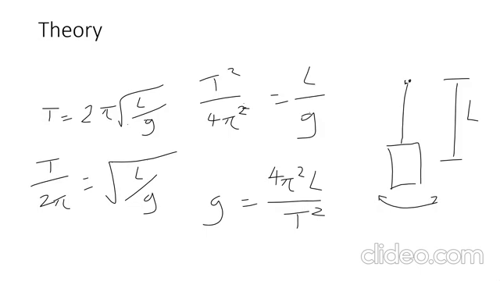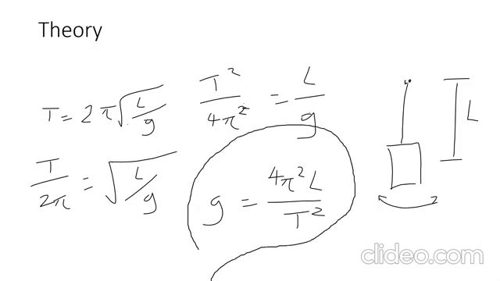Now, as previously derived, gravity is equal to 4 pi squared times length divided by the period squared. The length will be the distance between the center of mass of the pendulum and the end of the string, and the period will be the time taken for one oscillation.